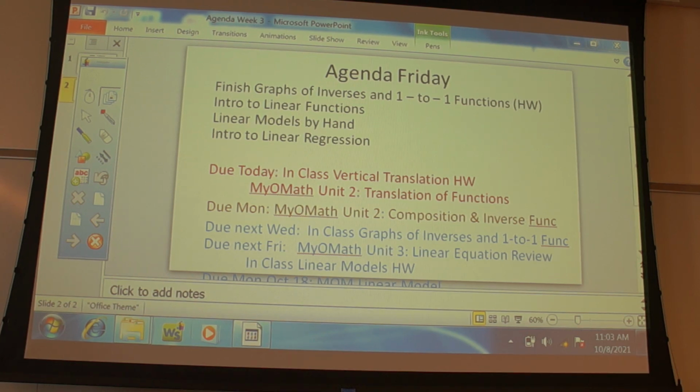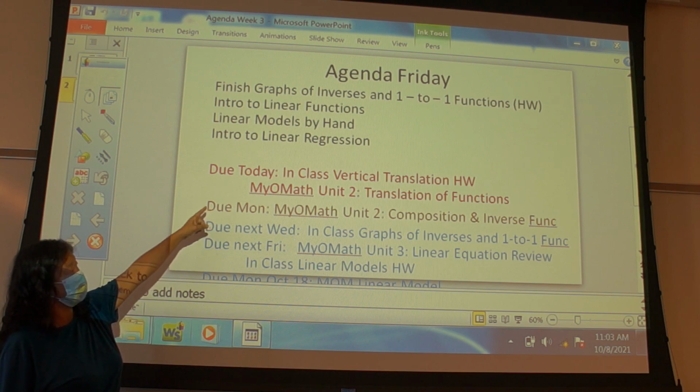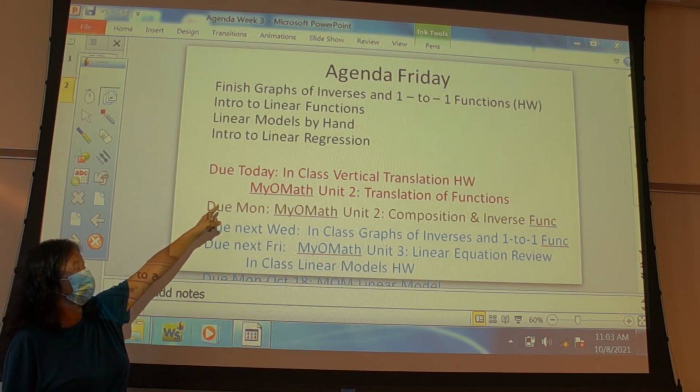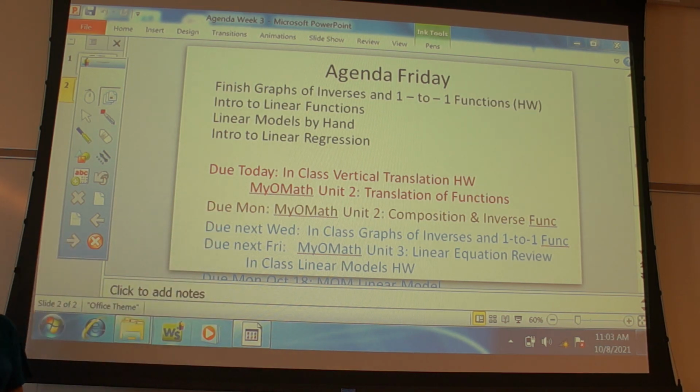And then also today you have due the MyLab Math translation of functions. I feel like I might have shifted that. No, I didn't. I left that one alone. So make sure that you, have you all started on that? Okay, any questions about that one?